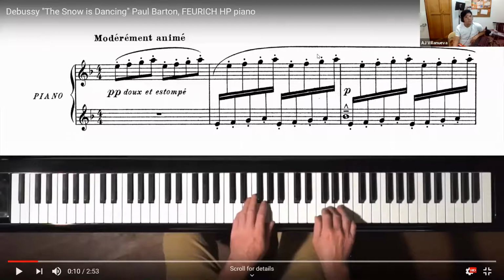Pwede nating isipin na itong mga to na diniscuss natin ngayon can be some sort of avenue to inspiration. Parang ganun. Pag nagtuturo ako ng music, kasi nagtuturo ako ng music theory, lagi ko sinasabi sa music theory students ko, ang music theory, hindi music yan. But it's a way to understand music.